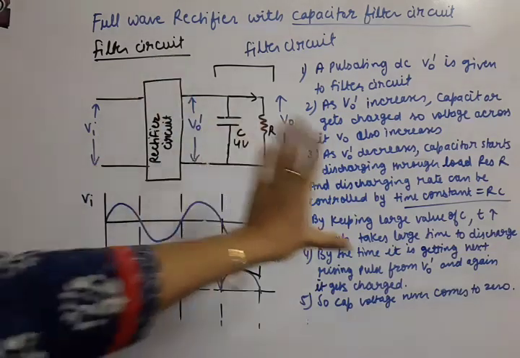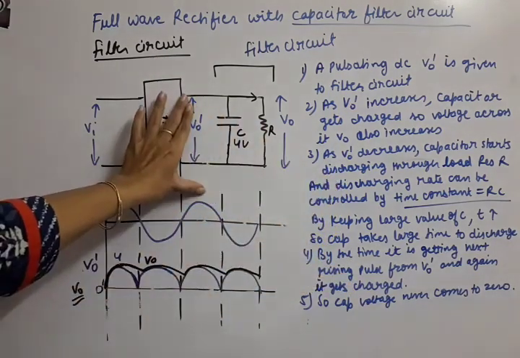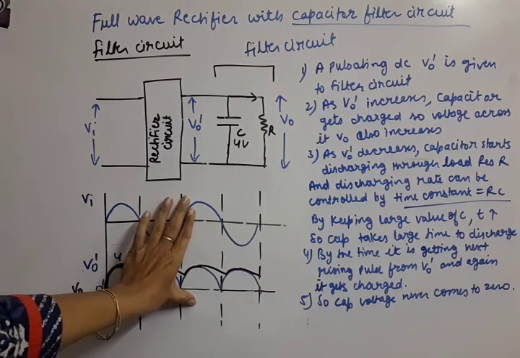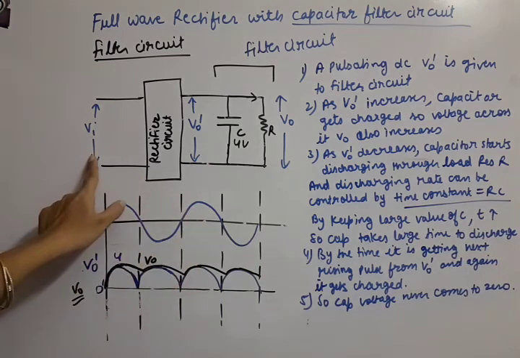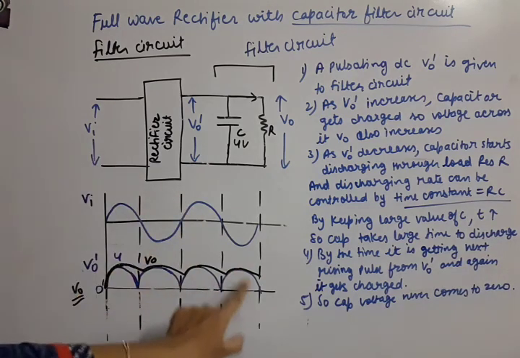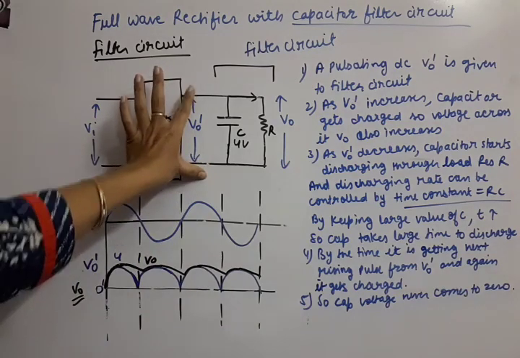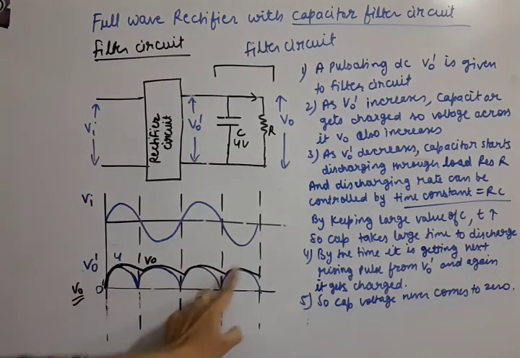Okay, so this is the working you have to write down. This is the circuit diagram and these are the pulses. Okay, this is the input AC. This blue color one is the output of the rectifier, and this black color one is the output of the filter circuit. Okay, that is the working of the filter circuit.